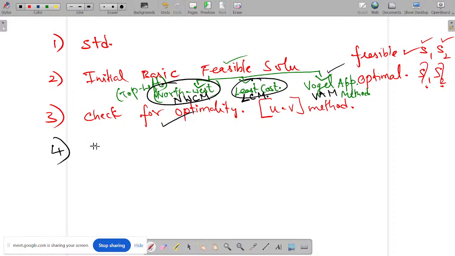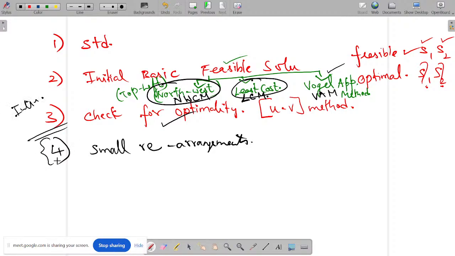It's not just repeating the steps from the beginning. We'll make some small rearrangements. Using those rearrangements, we'll go for finding whether it's optimal or not. So probably up to this level, we'll be dealing at the initial level, and in the final level, we have to go for small rearrangements, doing different iterations.